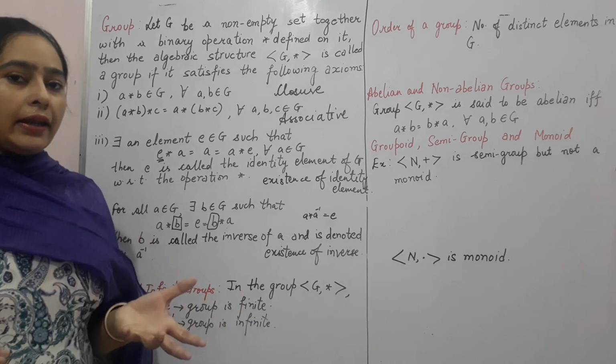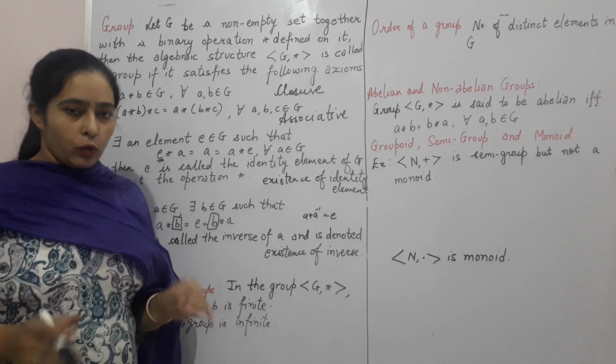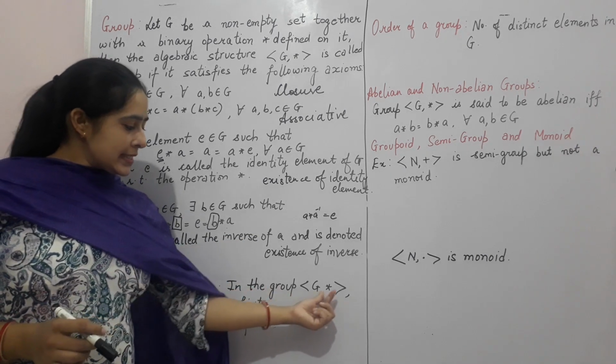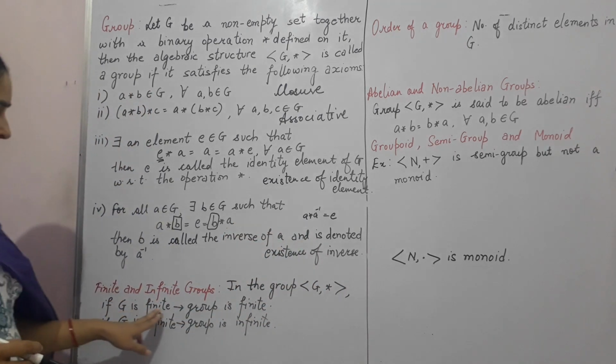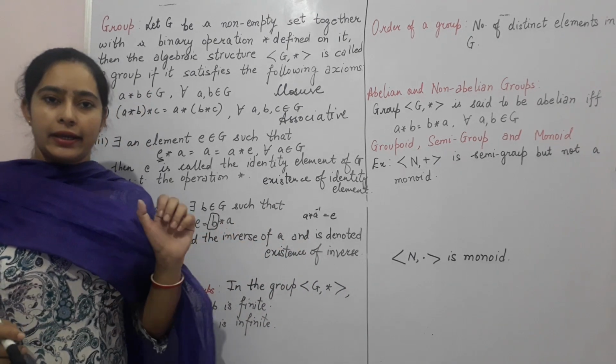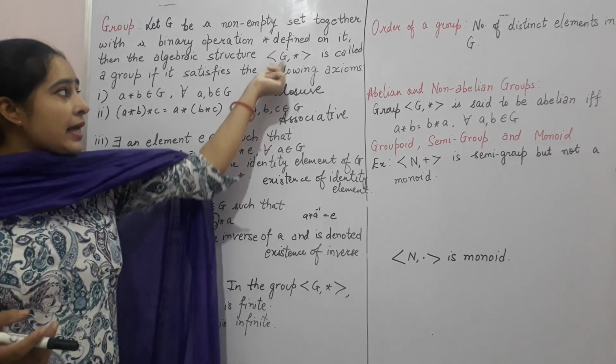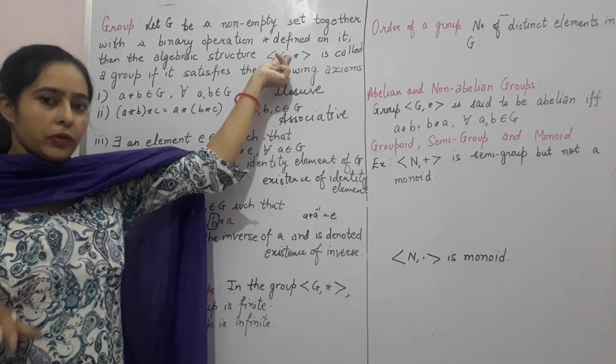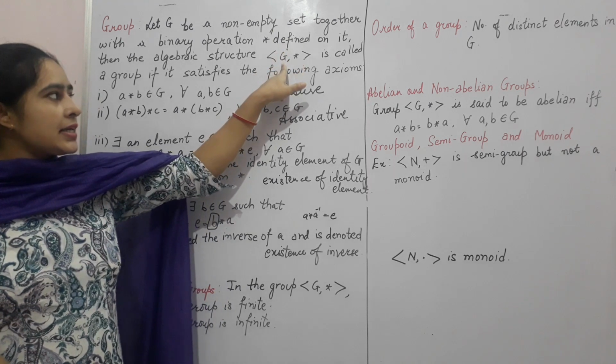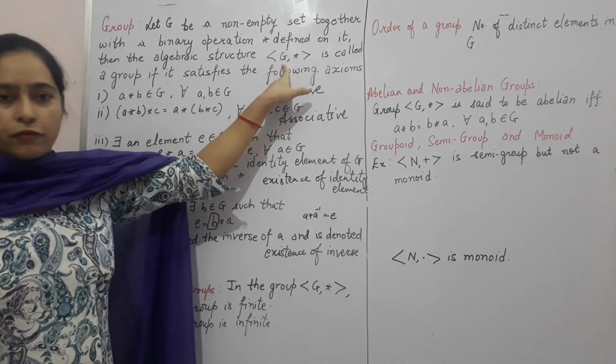Now what is a finite or infinite group? In the group (G, star), whenever G is finite, the group is finite. If this non-empty set G is finite, the group will be finite. If this set is infinite, the group will be infinite.